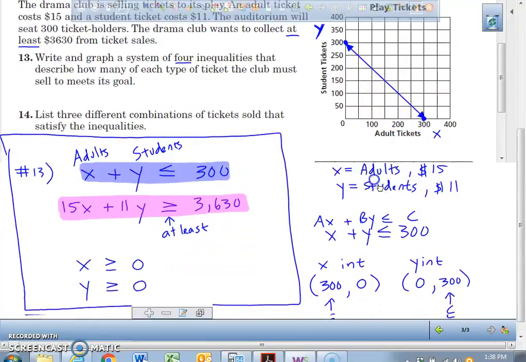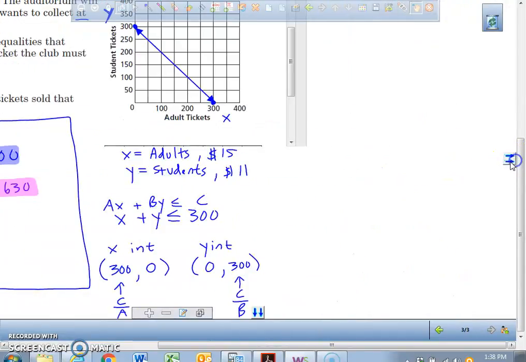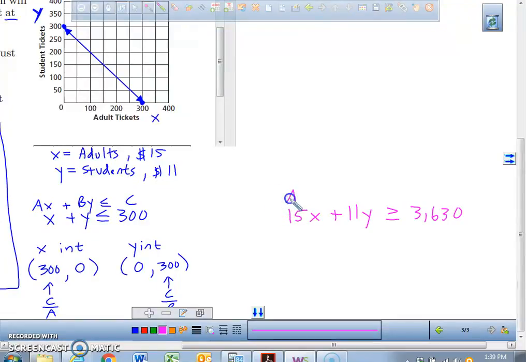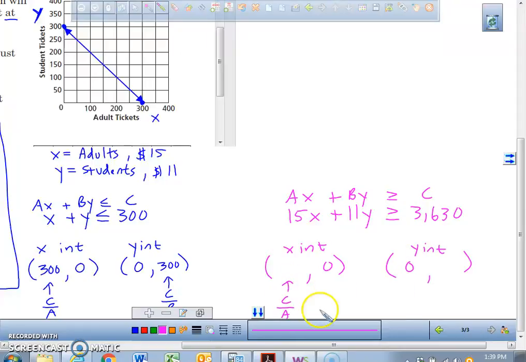Okay? Now, let's look at the other line. Move over here. I'm going to put 15x plus 11y is greater than or equal to 3,630. Once again, there's my a value. There's my b value. There's my c value. Let me show you how easy it is to find your x-intercept and your y-intercept. This is simply c over a. This right here is c over b.